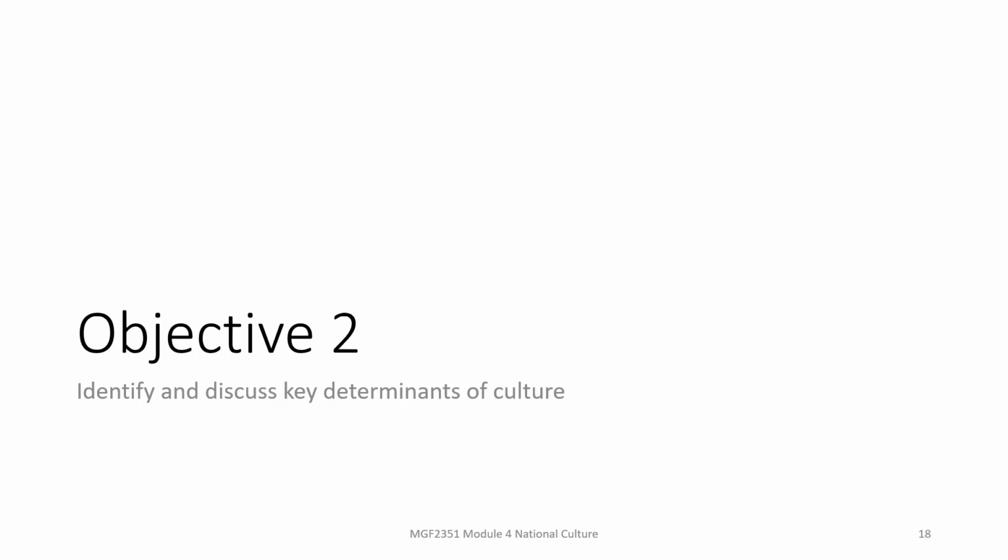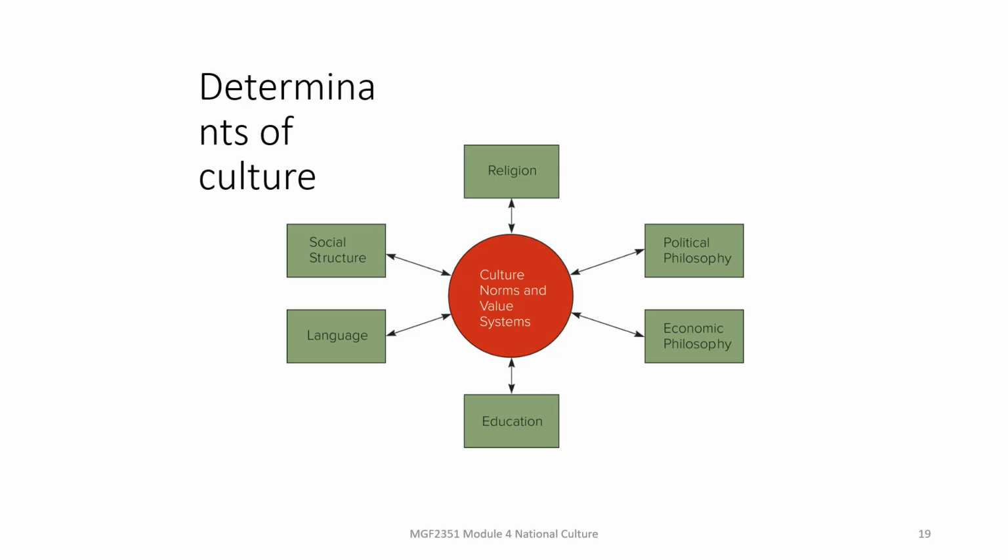So let's identify and discuss briefly the determinants of culture model. This is our sociological model. The determinants of culture model says there are 6 things that determine the norms and values of a culture: religion, education, political philosophy, economic philosophy, social structure, and language.